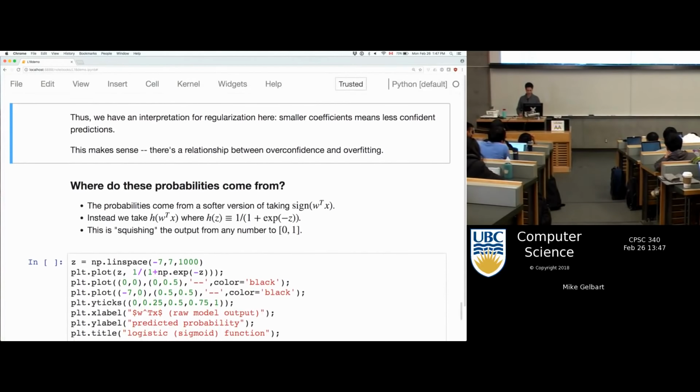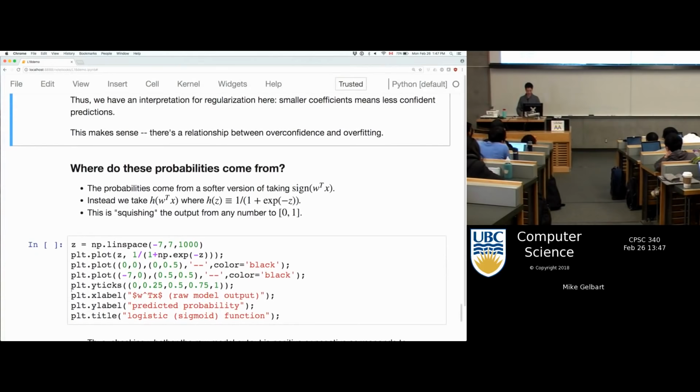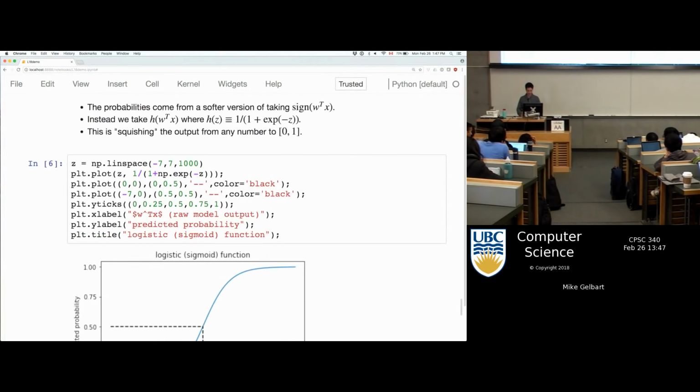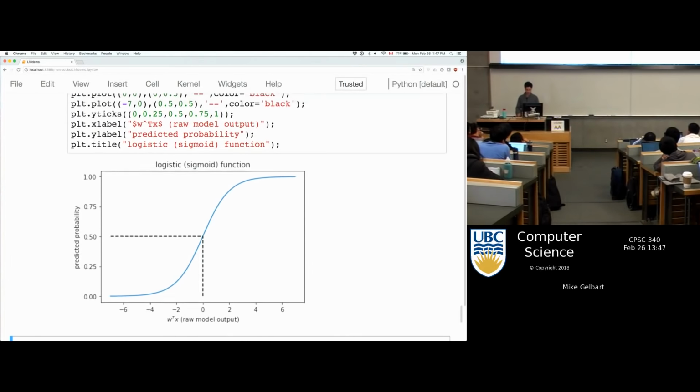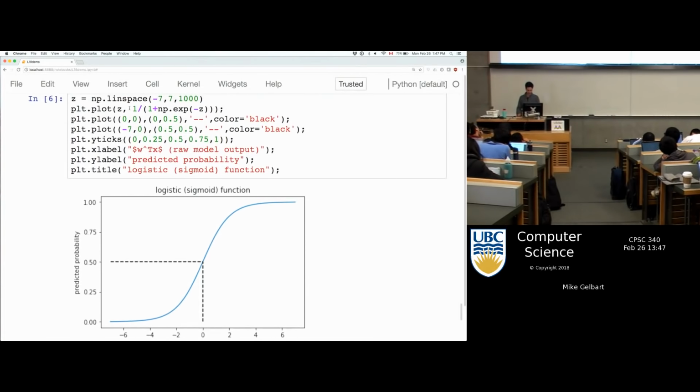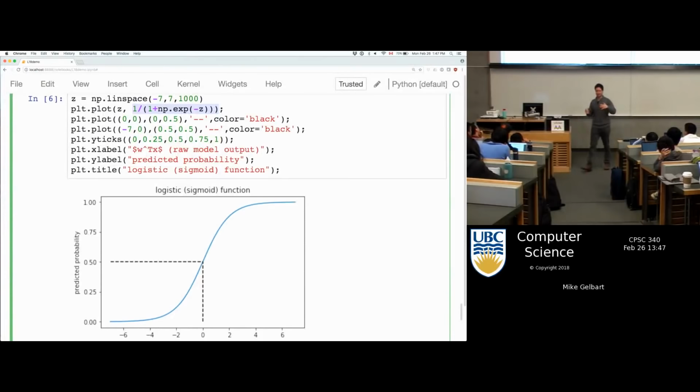OK, so I don't have time for any more questions. So I just want to show you the last thing, which is this sigmoid function, which is how do I get from W transpose X to a probability? So this is the function. It's 1 over 1 plus e to the minus x, so it's shown up here. And it has the properties that make sense to us. At 0, it crosses 0.5.